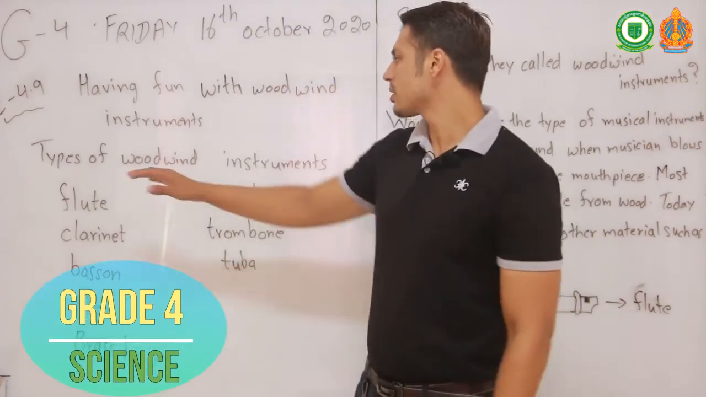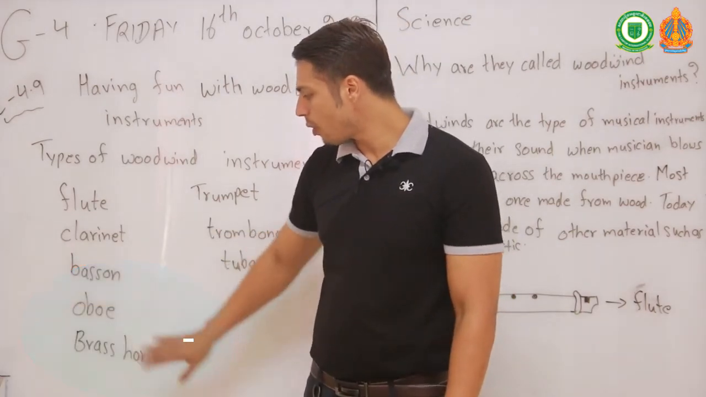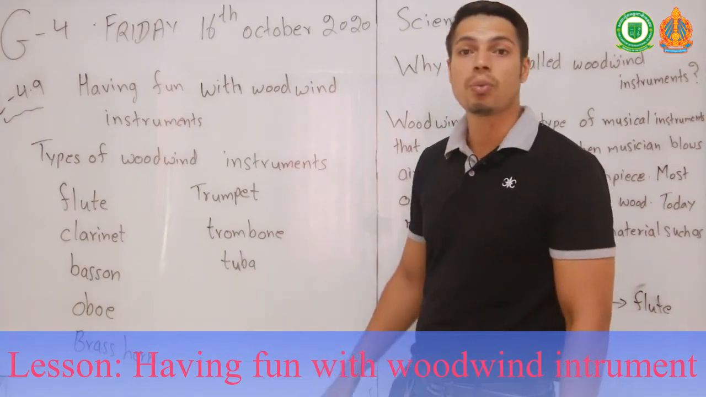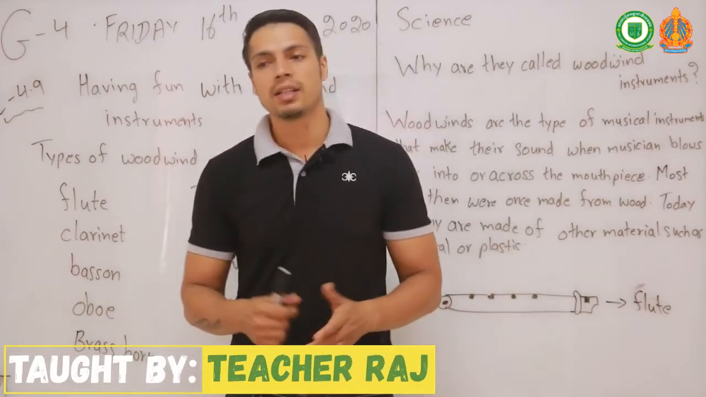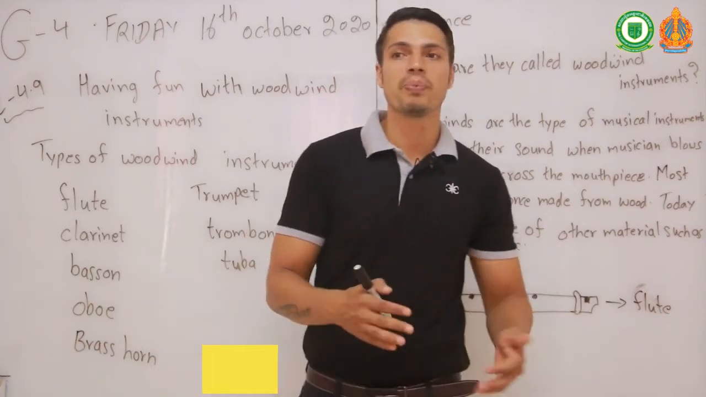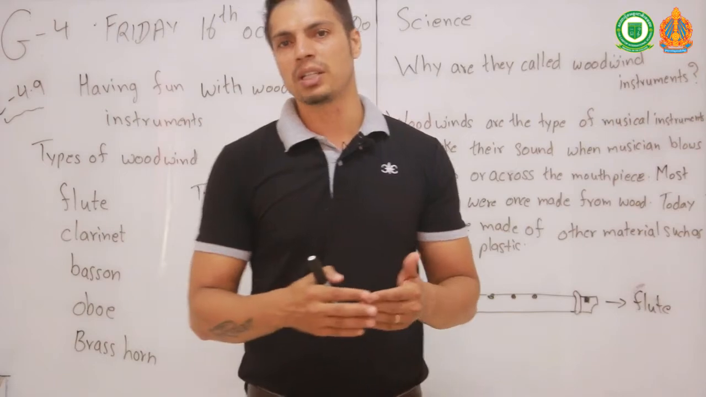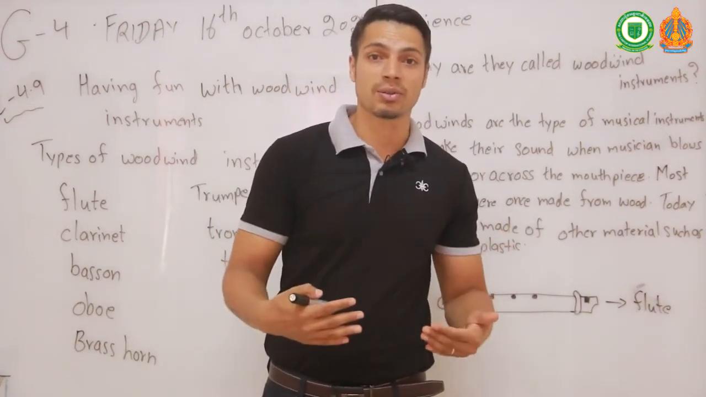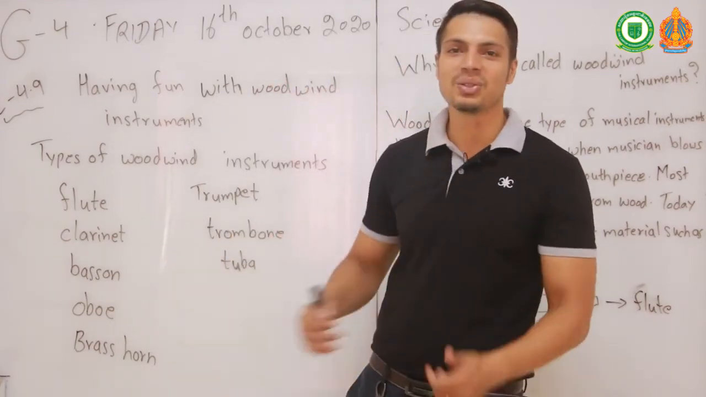Here are some types of woodwind instruments: flute, clarinet, bassoon, oboe, brass horn, trumpet, trombone, and tuba. These are the common instruments used in music. Only a musician can know where each is used; when we listen, we hear different sounds, but we cannot actually know which ones they are using.